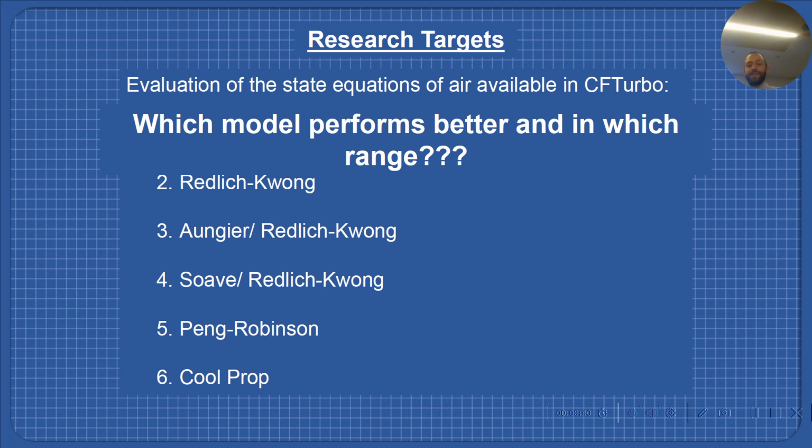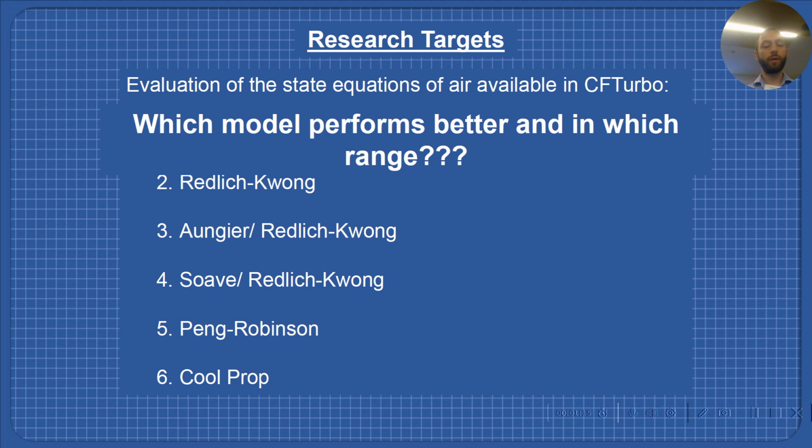Okay, let me tell you the whole story. We were designing an air compressor, so we used the software SafeTurbo. SafeTurbo provides 6 models to predict the properties of air. So we had the question which model performs better in our case. We searched for publications, but we didn't find a clear comparison of these models in our area of interest.